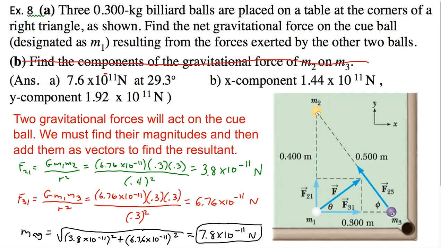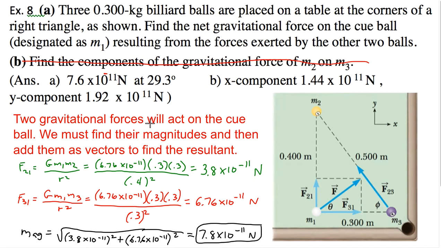upon one another. So we have 0.3 kilogram billiard balls, and remember, we will want kilograms as a measurement of mass. And they're on the table, and they're forming the corners of a right triangle, as shown. We want to find the net gravitational force on the cue ball, which is the white ball down here. That's the cue ball, in case you don't play pool. Resulting from the forces exerted by the other two balls. All right, and I'm going to skip part B of this one.